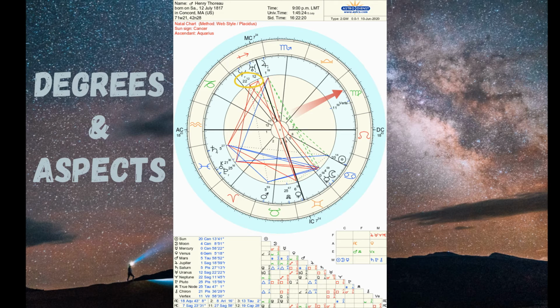I think of it like your cosmic fingerprint. Everybody has their own fingerprint from the time that you were born. So that's one way to look at it. So those are the degrees. Now the aspects, what happens is that sphere gets divided.